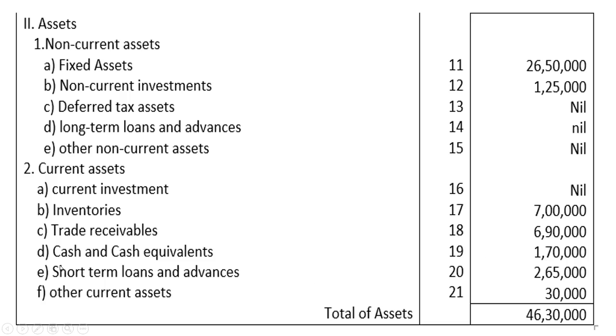And E, short-term loans and advances, presented in note number 20, amount 2 lakh 65,000. And F, other current assets, presented in note number 21, amount rupees 30,000. The total of these, 11 to 21, is 46 lakh 30,000, which is called the total of assets. So whatever items are presented in notes annexed to balance sheet should be presented here in the face of balance sheet.